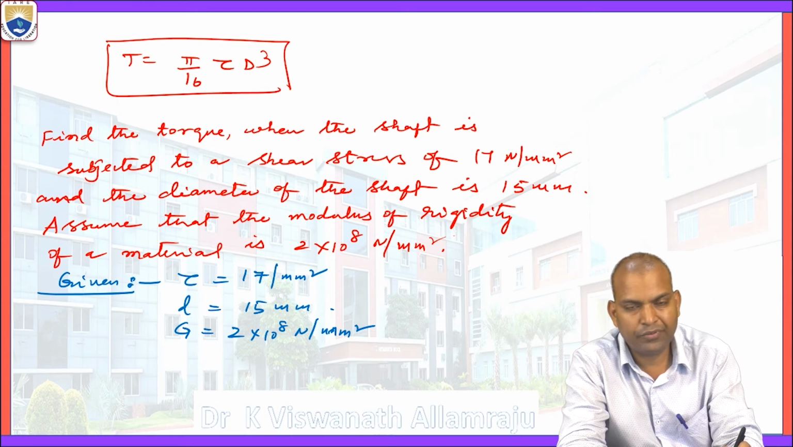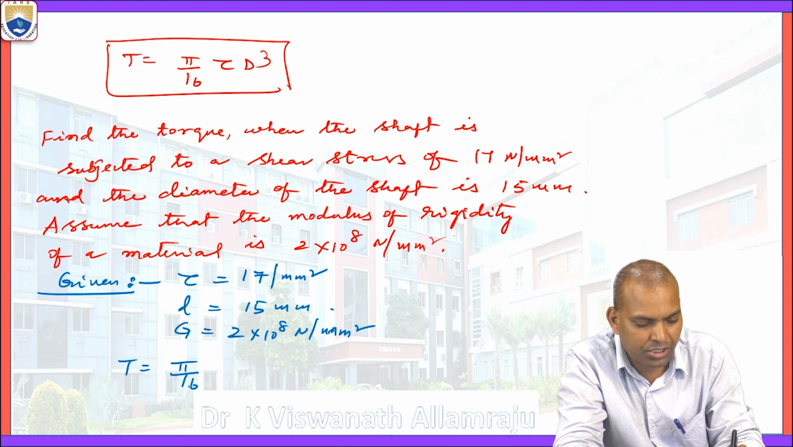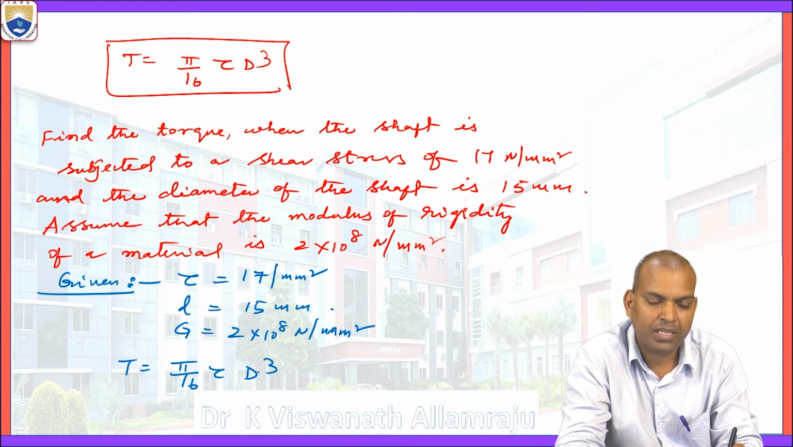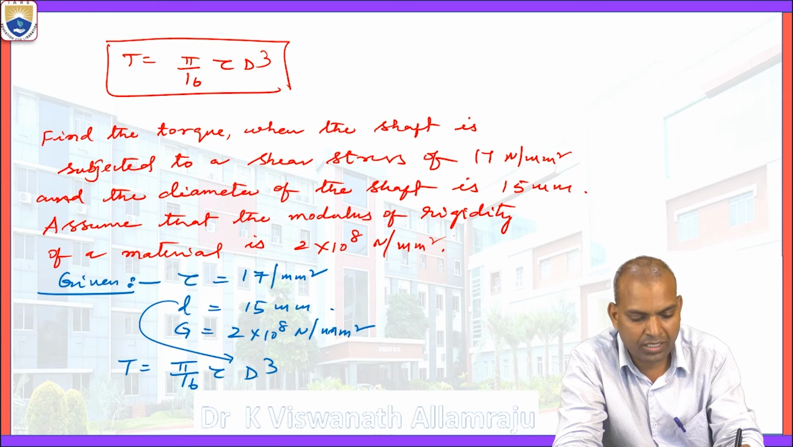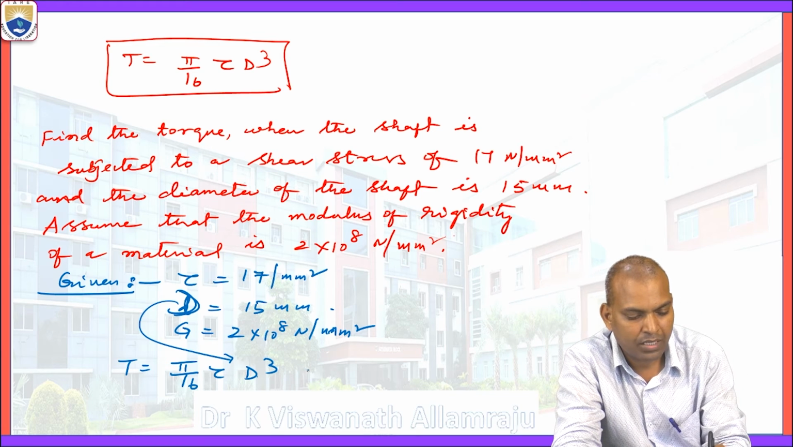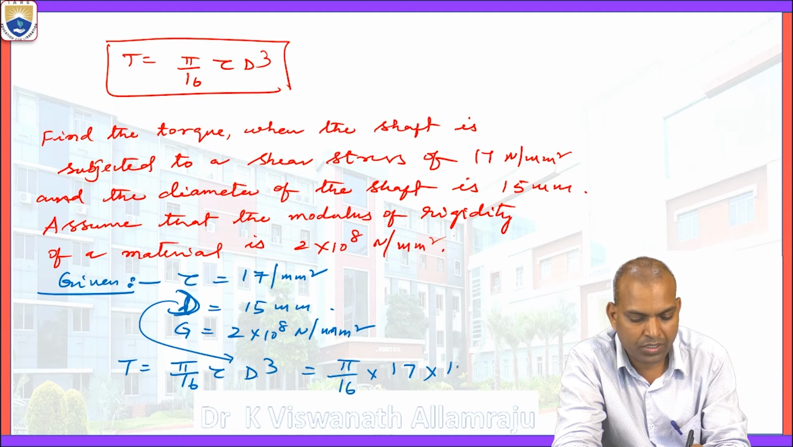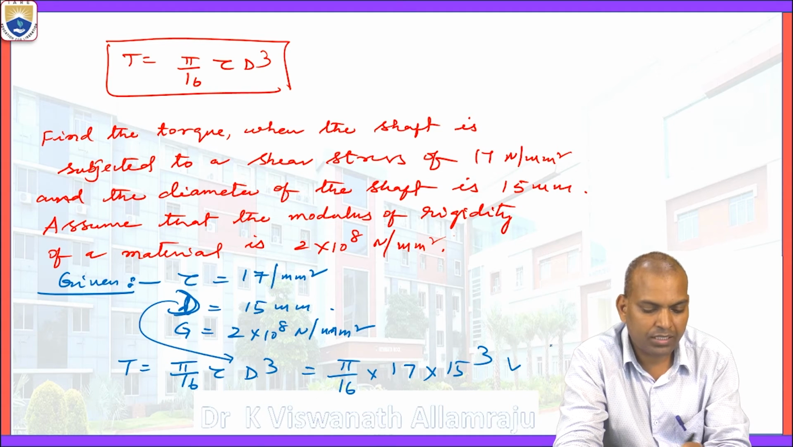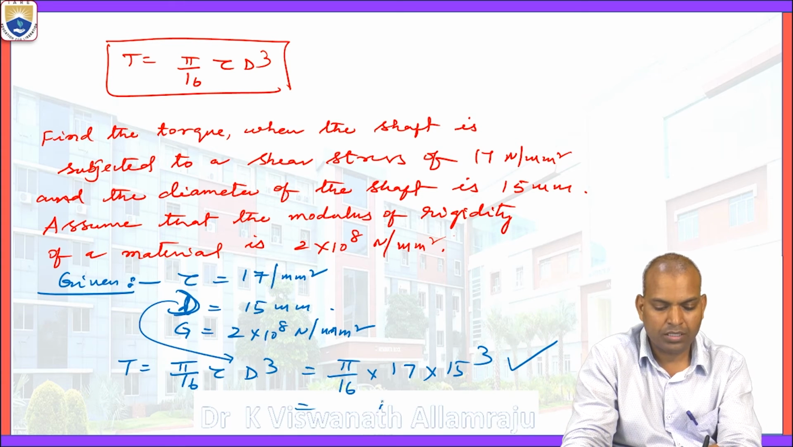Now what is the formula for torque related to this data? That is pi by 16 times tau d cube. Here the diameter is small d, that is the diameter of the shaft; you can make it a capital D, that is 15 millimeters. Now substitute here: T equals pi by 16 times tau, 17, into d, 15 cube. We will get the value of the torque developed in the units of Newton millimeters.